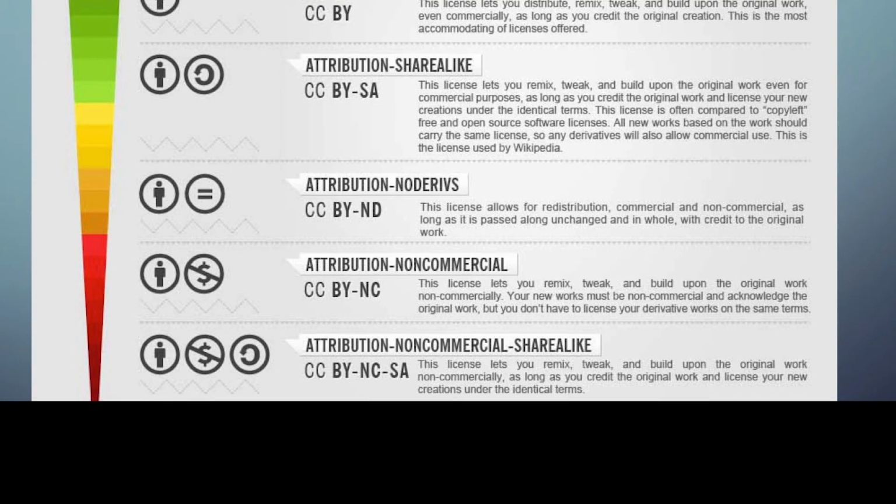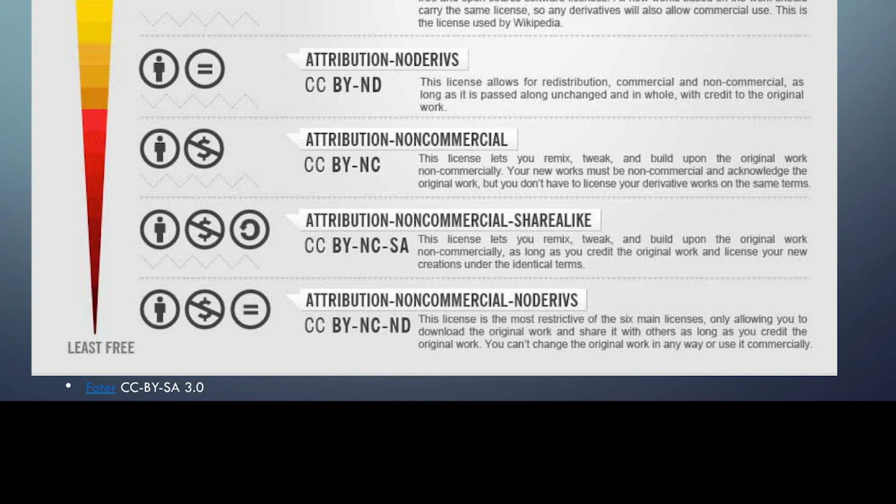The BYND license allows redistribution, commercial or non-commercial, as long as the work is passed unchanged and in whole, duly crediting the creator thereof. The BYNC license lets you remix, modify, or build upon the work. However, the original or derivative work must not likewise be distributed commercially.